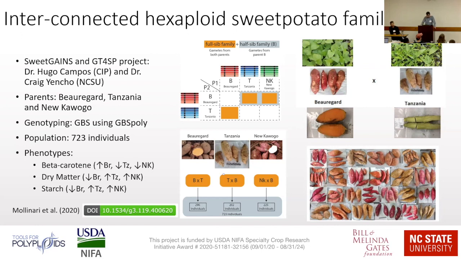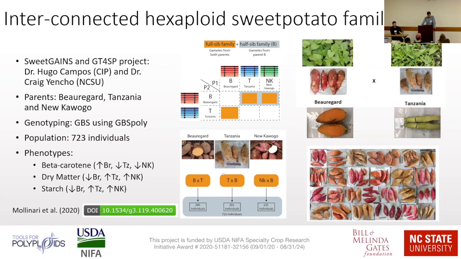They are funded by the Bill and Melinda Gates Foundation, called SweetGAINS and GT4SP. The two PIs were Hugo Campos from the International Potato Center and Craig Yencho from North Carolina State. In these three populations, we genotyped with GBS, and we used an application called MAPpoly, developed by Gabriel Gesteira and Zhao Bodhi Olukolu from Tennessee.